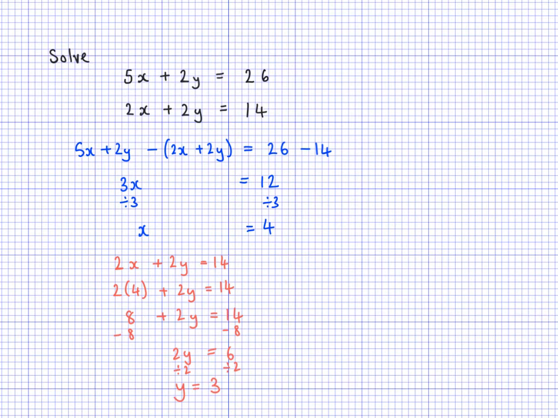Now, I want you to think about this example in a different way. Okay, so x and y can represent the cost of two different items in a shop. So, for example, x can represent the cost of a particular sweet, and y can represent the cost of a packet of crisps or something. Okay, I've got 5 lots of the sweets plus 2 lots of the crisps, and that gives me a total of 26. Okay, in this one I've got 2 lots of the sweet and 2 lots of the crisps, and that gives me a total of 14.